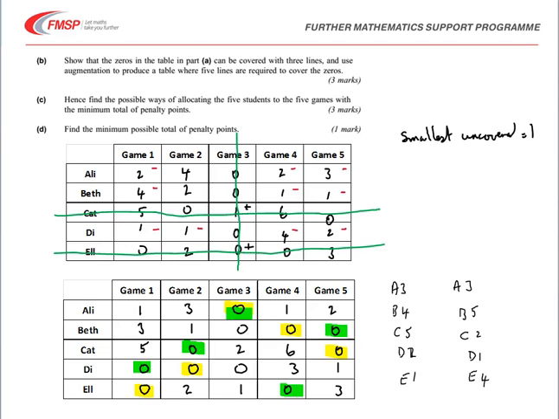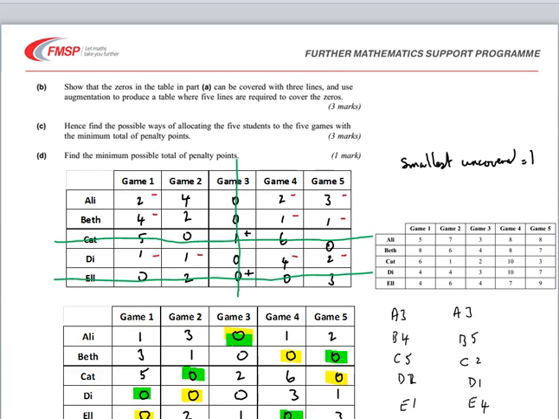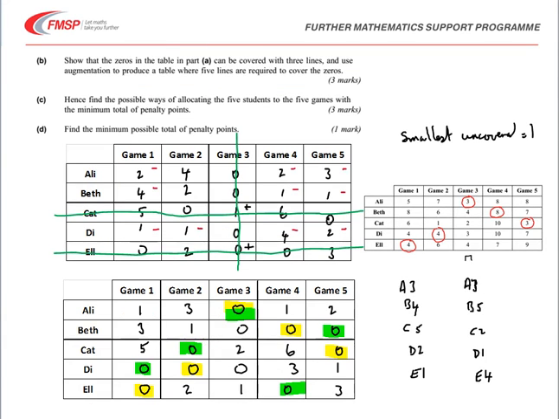Now if you go back to the original table, which I'll bring up in a second, we'll be able to count from that the minimum penalties that we have. Well, let's use the first allocation that we got, which was here A3, B4, C5, D2 and E doing 1. We can see from that then that we get a minimum value in total of 22.